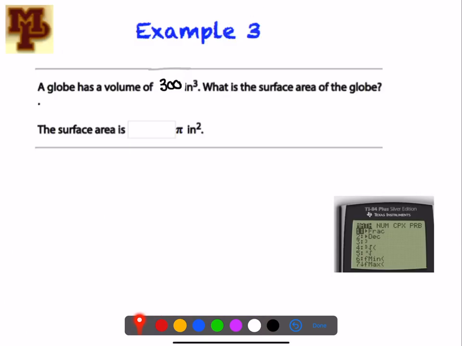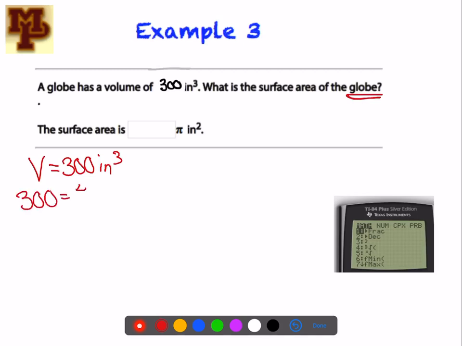Example 3. A globe has a volume of 300 inches cubed. What is the surface area of the globe? So, we know the volume. Volume is equal to 300 inches cubed. We also know that volume of a sphere, or a globe in this case, a globe is a sphere, is volume is equal to 4/3 pi r cubed.